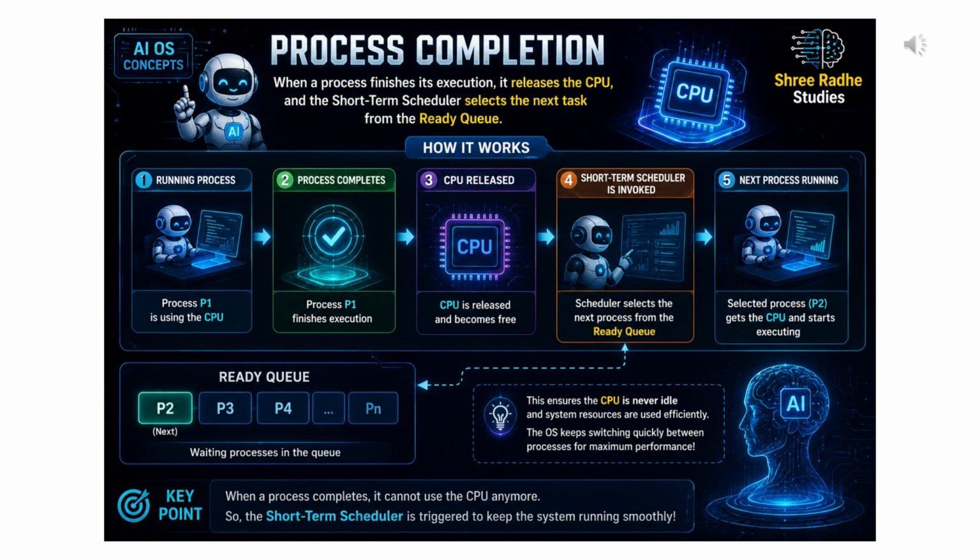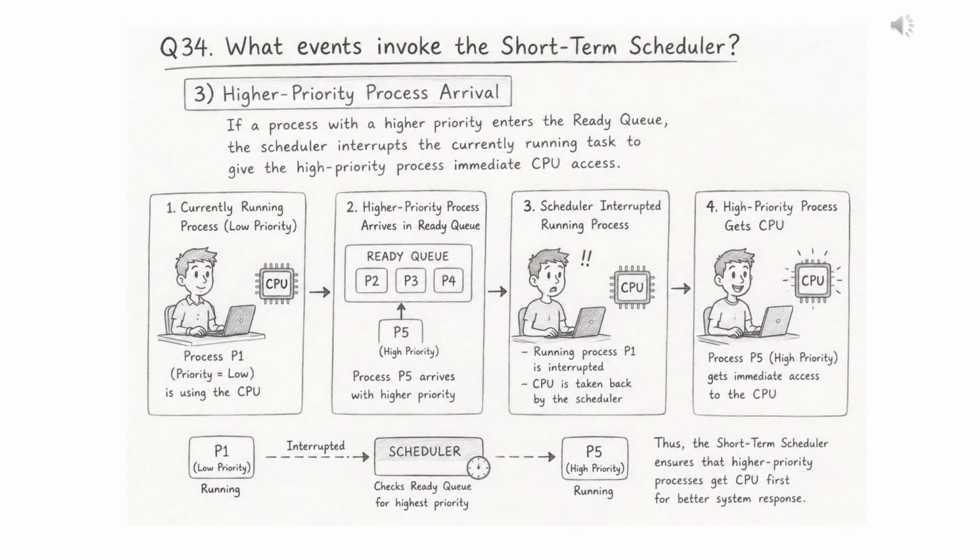Now, let's consider another situation. Suppose a process is already running. Suddenly, a new process with a higher priority arrives. Should the operating system continue executing the current process? The answer depends on the scheduling policy. In preemptive scheduling, the operating system immediately interrupts the current process and assigns the CPU to the higher priority process. This approach ensures that urgent tasks receive immediate attention whenever necessary.